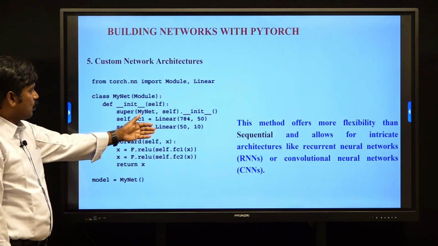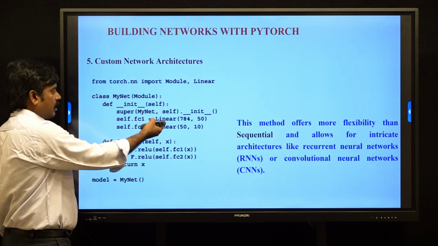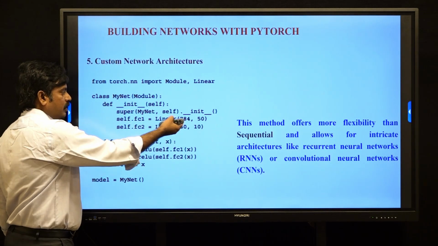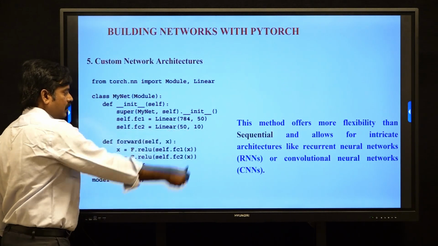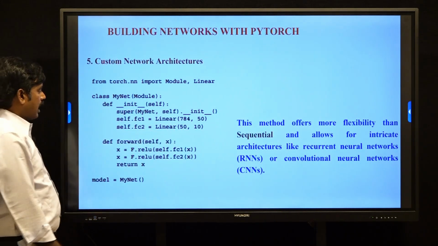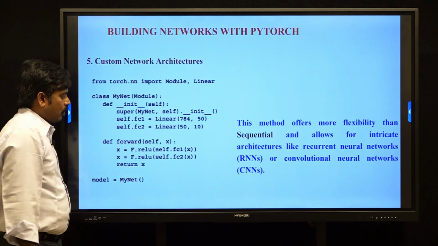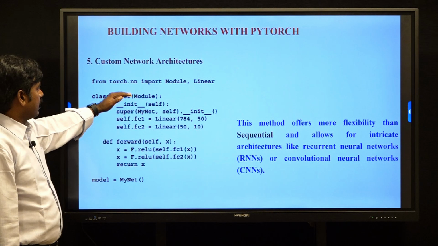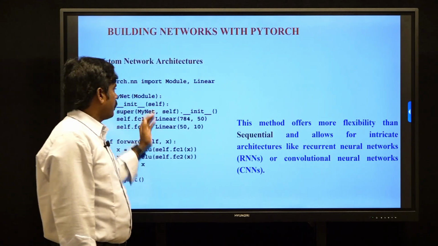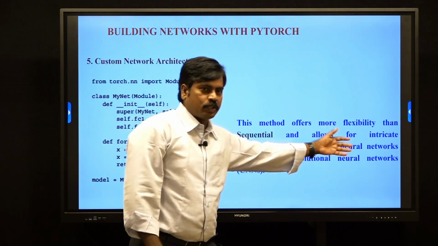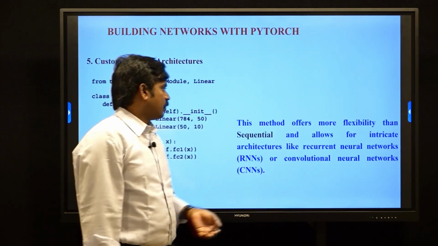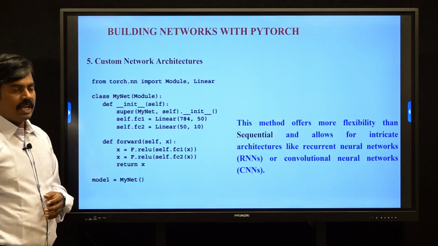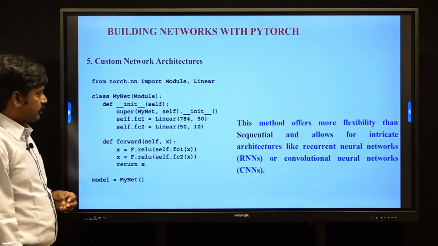There are two layers. The first one is a fully connected layer, self.fc1 Linear, and the second one is also Linear. The first has 784 inputs and 50 outputs, the second has 50 inputs and 10 outputs, with ReLU activation functions. This is the customized architecture, a simple customized neural network. We can use this type of customized architecture for convolutional neural networks, recurrent neural networks, and other advanced deep learning models.